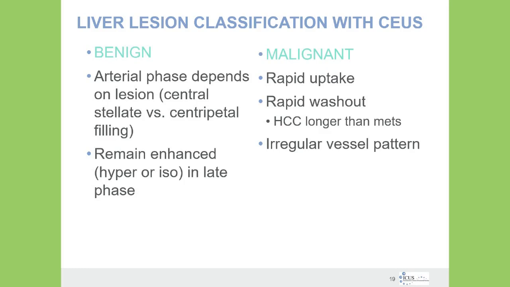The type of enhancement in the early phase, the arterial phase, depends on the type of lesion, if it's a benign lesion. If we have an FNH, we will see central stellate vessels. If we have a hemangioma, we will see centripetal fill-in. In malignant lesions, we sometimes see an irregular vessel pattern. Malignant lesions will have a rapid enhancement pattern with rapid washout.